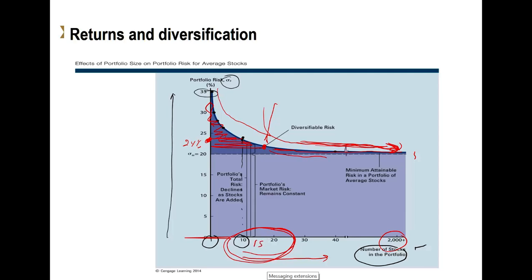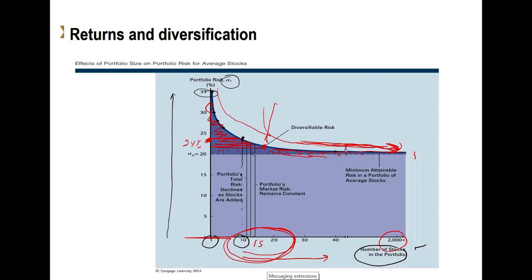So you can go to 2,000, but the added benefit, the added amount that you would reduce of this portion, is really marginal. That's diversification: being able to reduce your risk by combining assets in the right way, from different industries, different countries. You can diversify sufficiently when you hold around 15 different shares of stock.